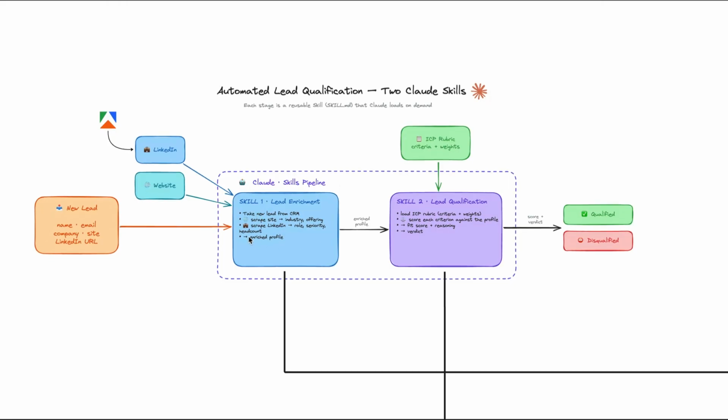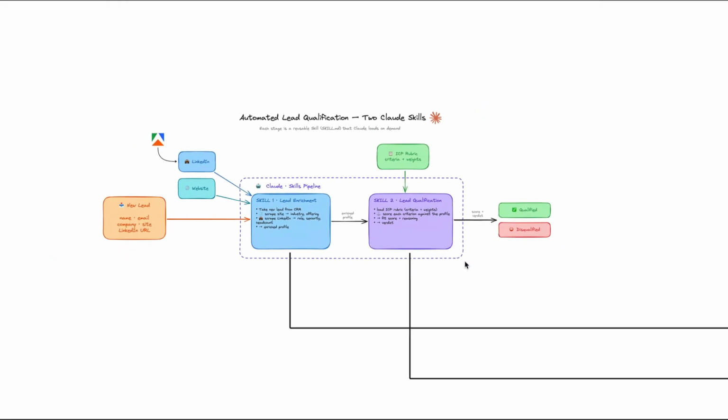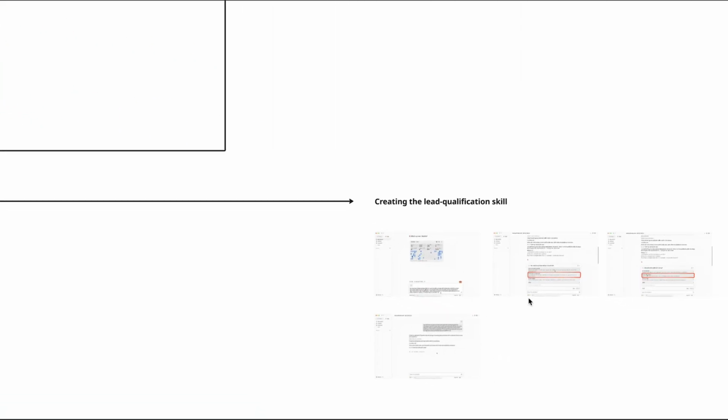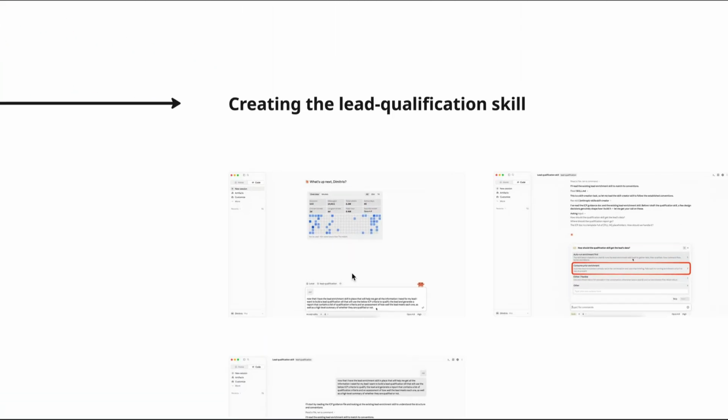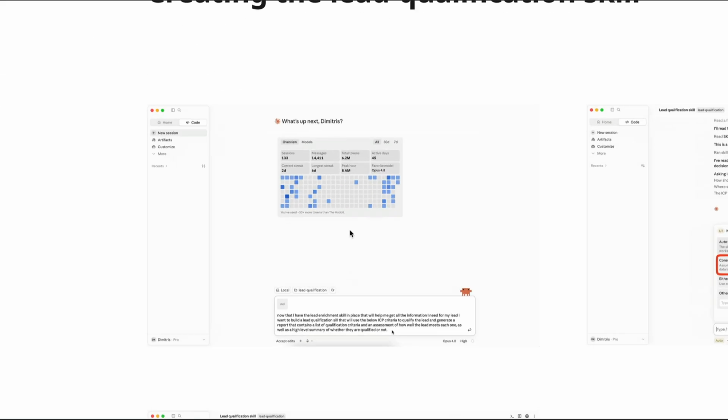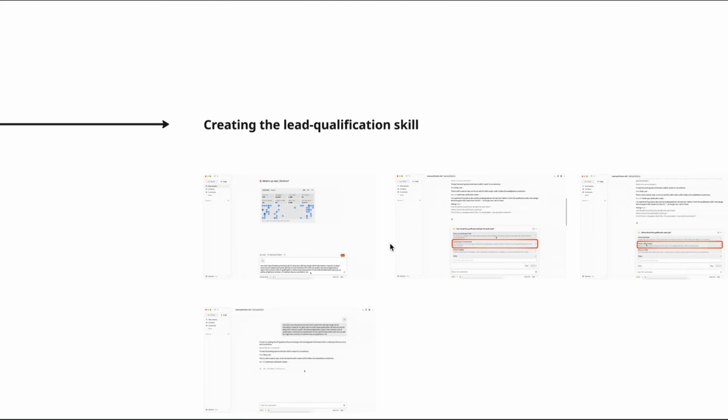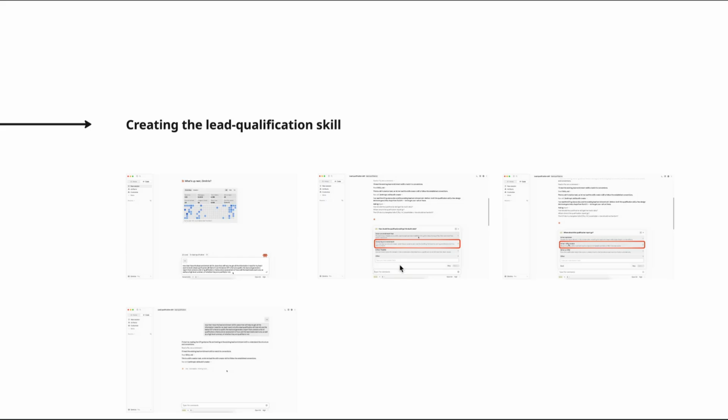So with the lead enrichment skill in place, we can now move on to the lead qualification skill, which is actually much simpler to set up because now we have the data, right? The data can now be pulled into the Claude session using the lead enrichment skill. We just need to create a skill that will compare that data to our ICP.